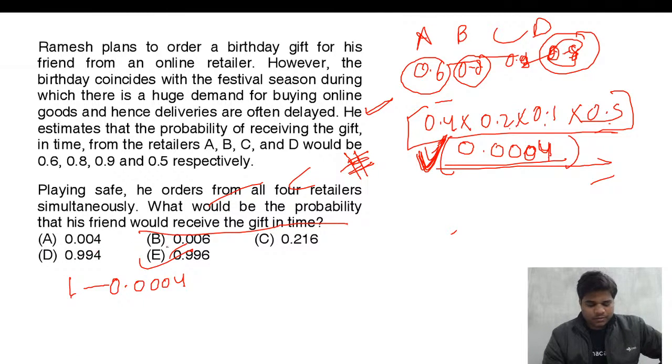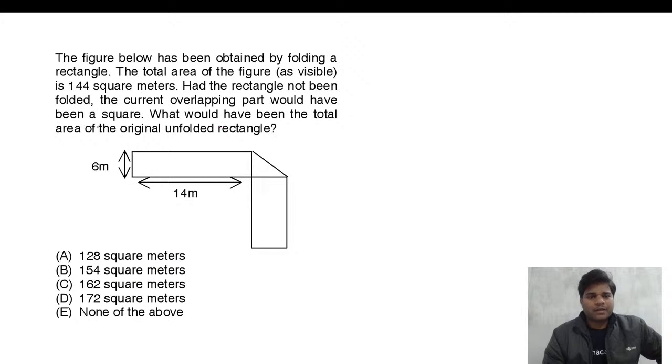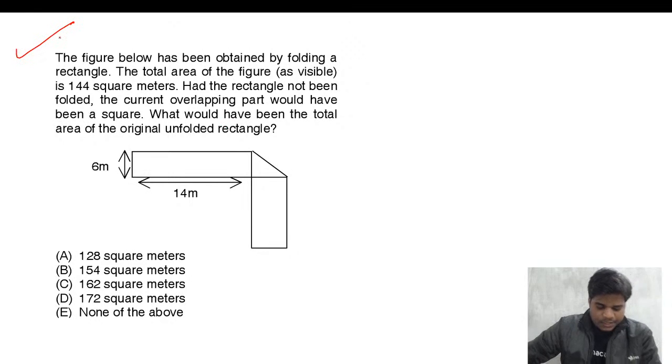Yeah, right. Okay, let's come to the next. So this was easy. Solve this one. Yeah, Abhishek, that is the thing. Fine, try this question: the figure below has been obtained by folding a rectangle. I'm giving about 1 minute, then we'll discuss.